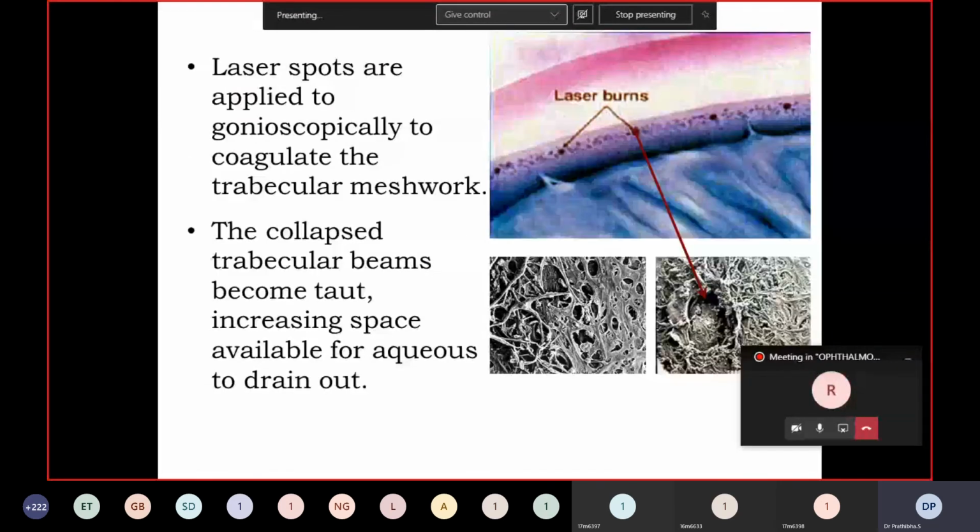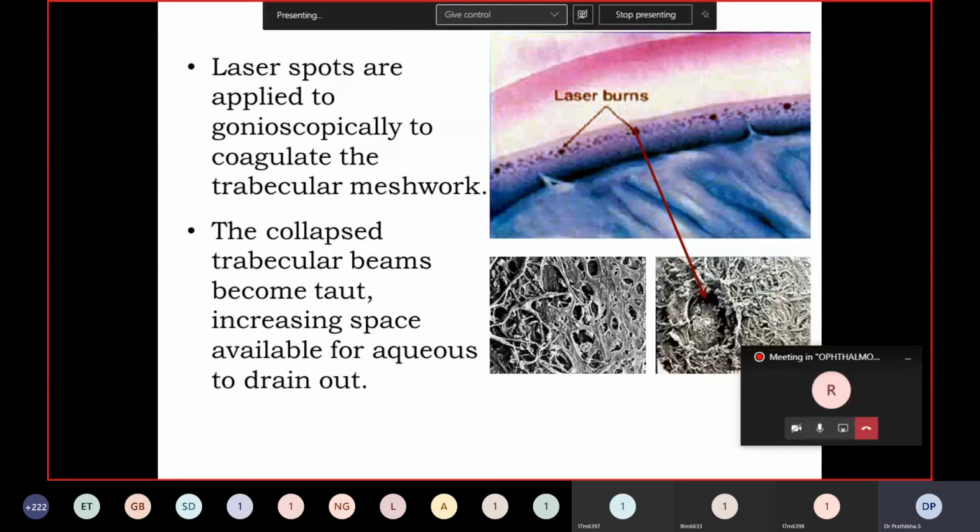The laser spots are applied gonioscopically to coagulate the trabecular meshwork. See, these are the laser burn marks. This is the trabecular meshwork where there are laser burn marks to open the trabecular meshwork. The collapsed trabecular beams become taut, increasing the space available for aqueous drainage. This is the mechanism, how the laser acts.